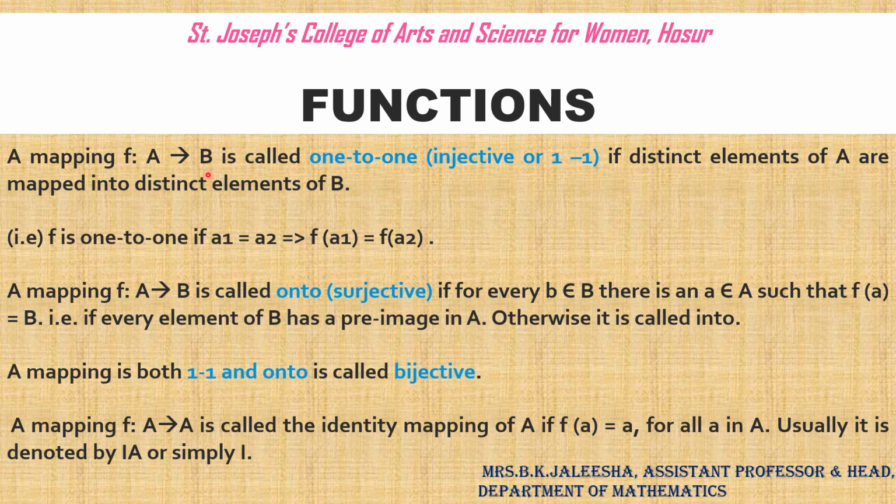Whereas onto means we need to check the elements from B. So from B, each element is mapped to A, so B to A, you get the pre-image. A to B is image, B to A is called pre-image. So for every element of B, if there exists a pre-image in A, then it is called an onto function. If both one-to-one and onto are satisfied in a function, then that function is called bijective.